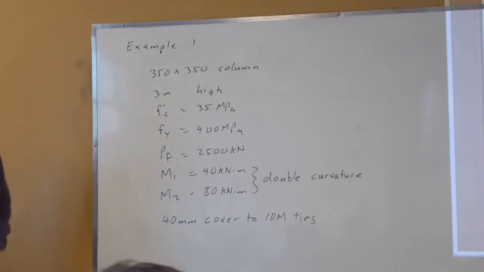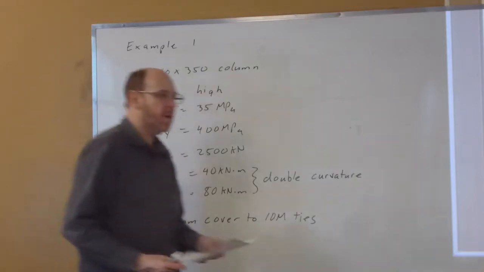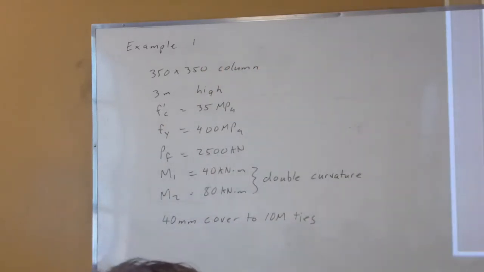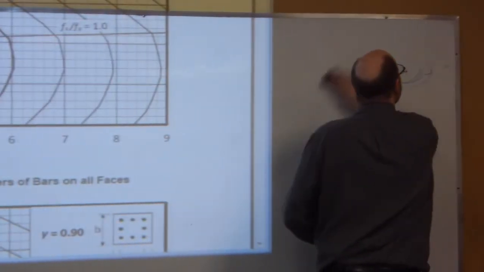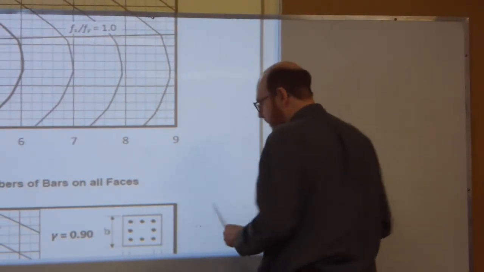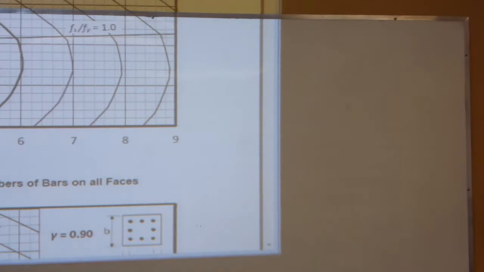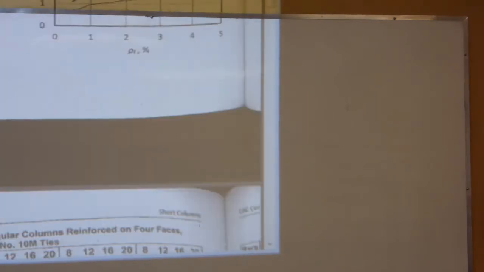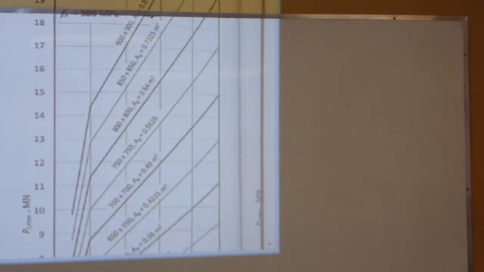So our basic design process here is going to start by coming up with our KL over R calculation. We want to check to see whether or not this is considered slender or not. So we're going to do that KL over R and check. I'm going to start with table 7.1.3 and look at our axial only.